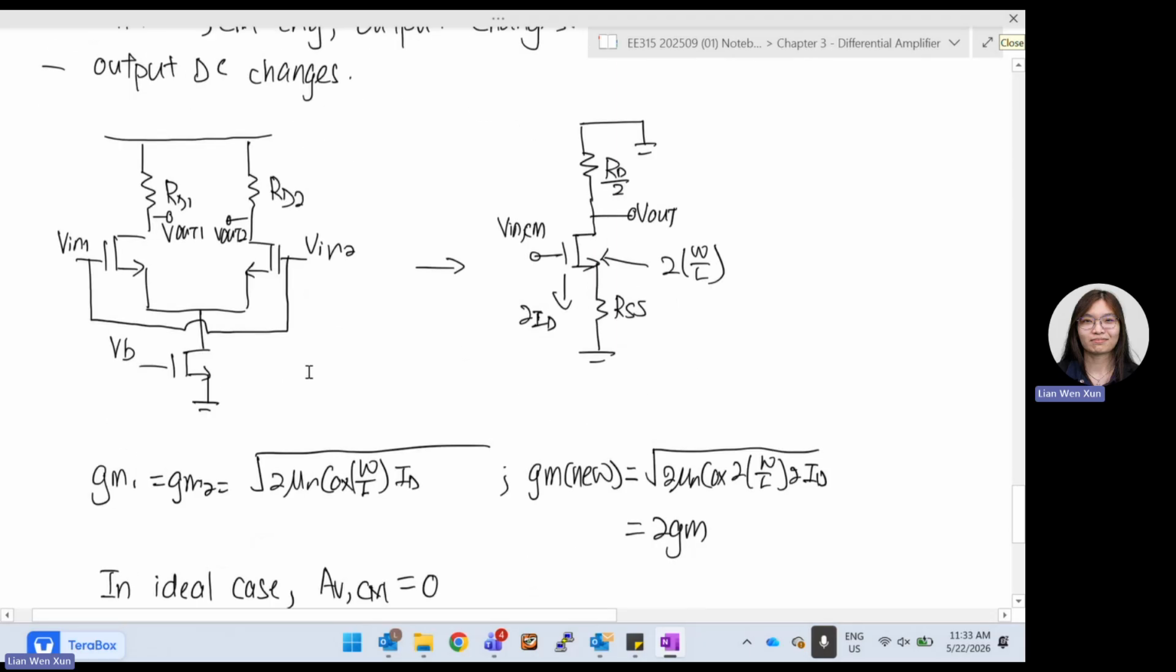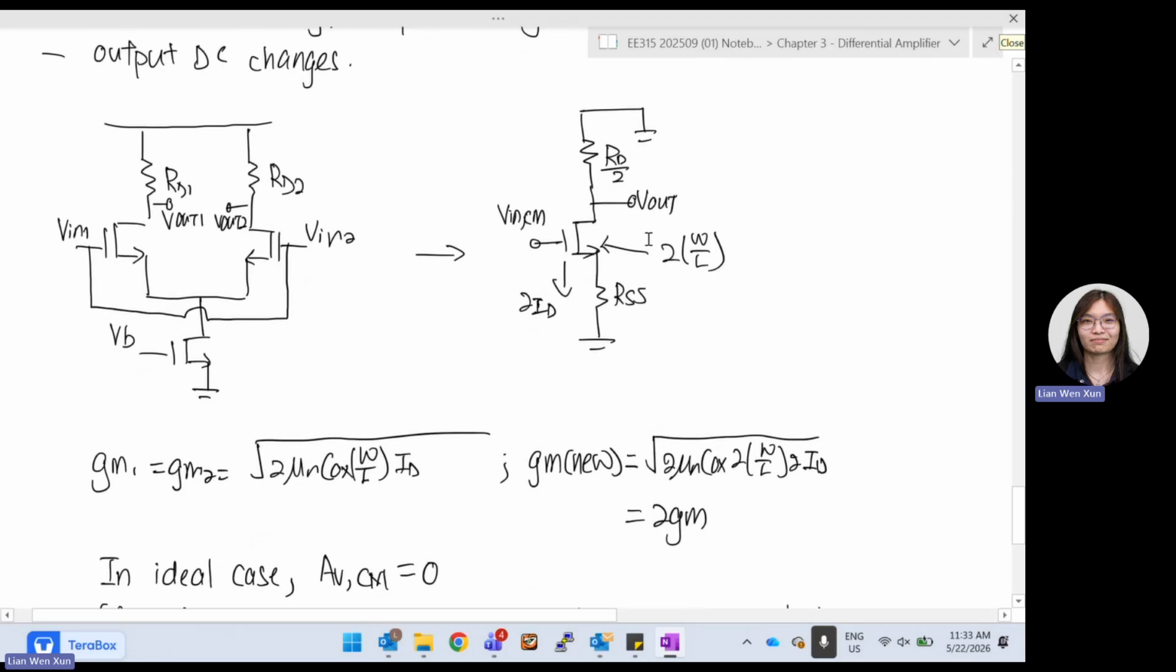So we try to combine this circuit into this one. You see, V in 1 and V in 2 have the same voltage, so we say it is the input common mode voltage. They are connected, so we can use V in common mode as the voltage source. And then there are two transistors. We combine the two transistors together into one transistor. Initially it was W over L sizing, now it becomes 2W over L.